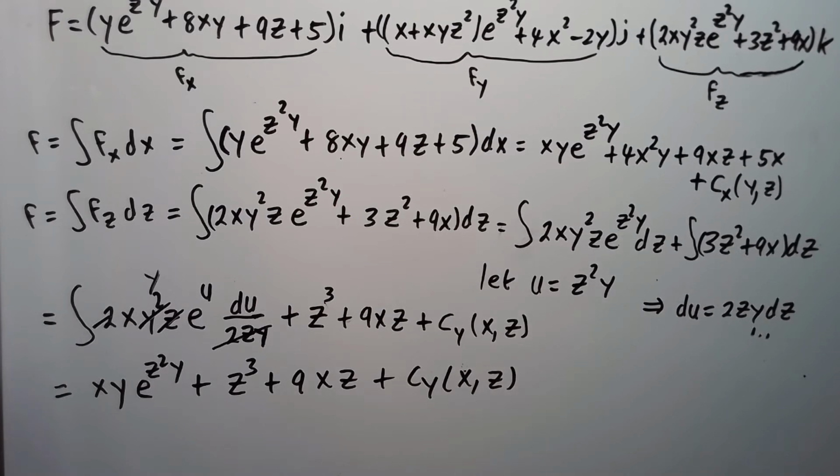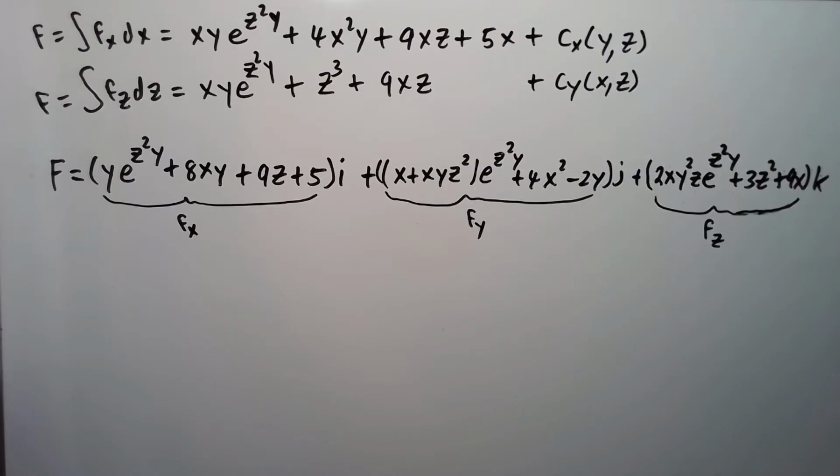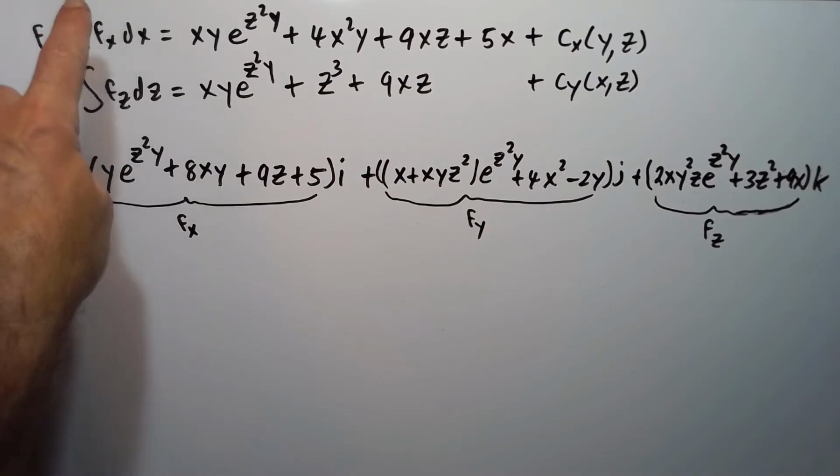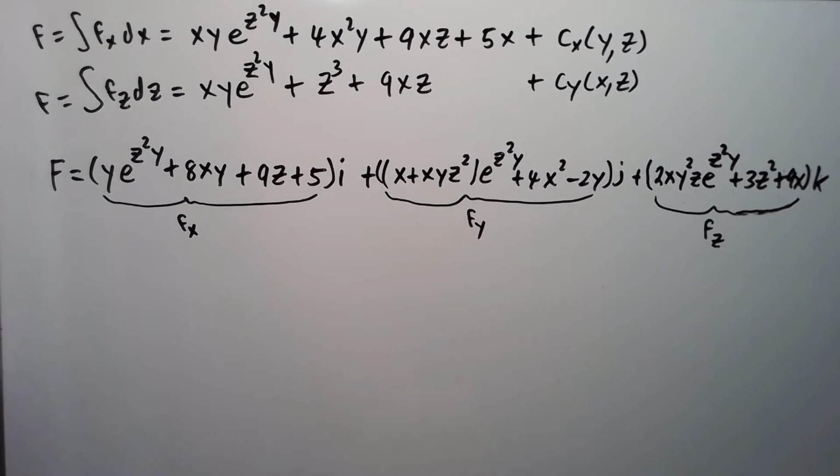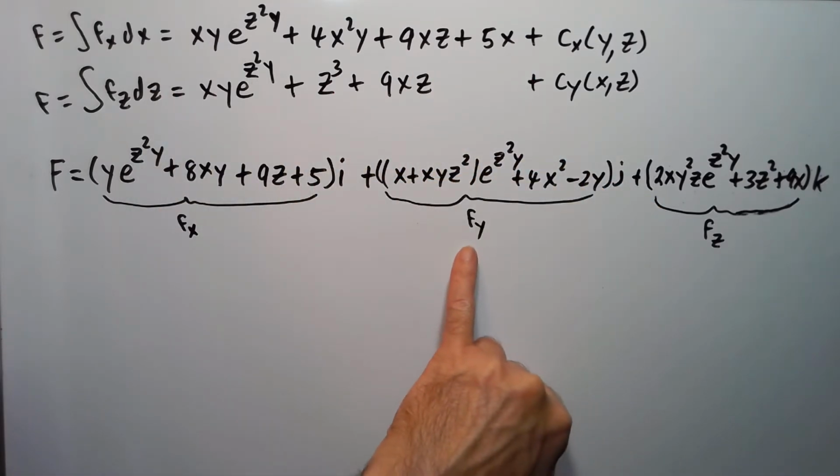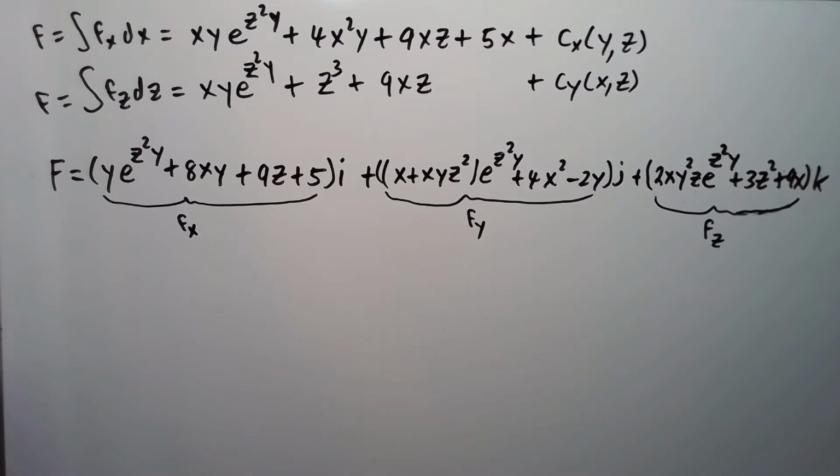Let me erase some things here. Okay, so summarizing, we have f obtained two ways, by integrating the f_x piece and integrating the f_z piece. So they must correspond. We'll come back to that in a second. But now let's find f by integrating the f_y piece. So let's do that.